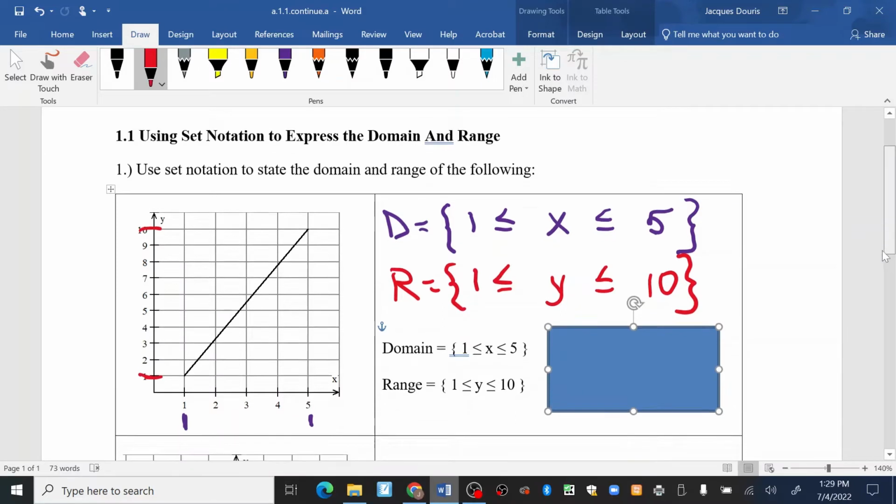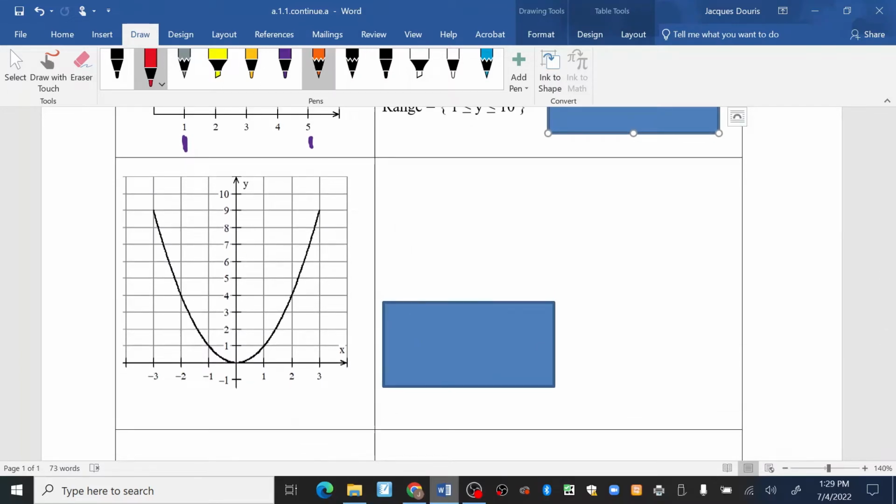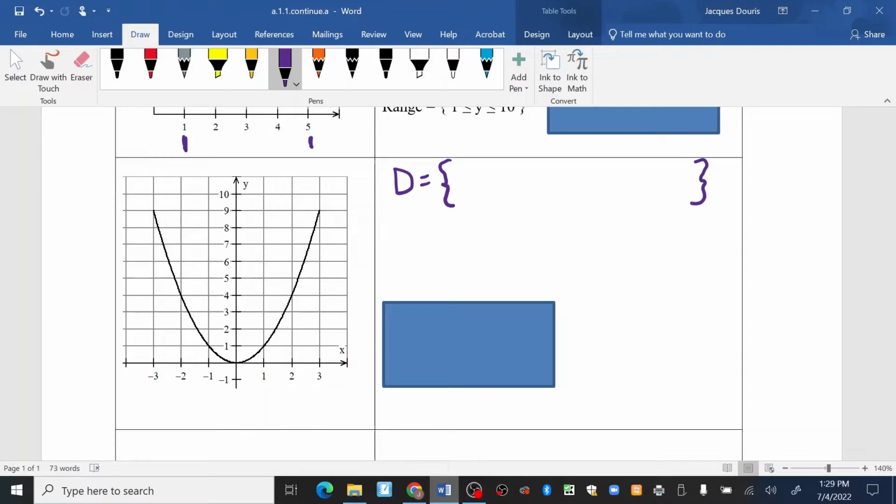Okay. We'll try another one. We're going to do the domain first. I look at my lowest x value and my highest x value. My lowest x value is -3. My highest x value is +3. Talking about x, -3 is less than or equal to x, and x is less than or equal to 3. So these are all my x values right here, from -3 all the way up to +3.